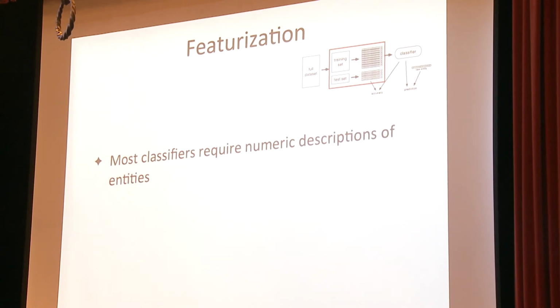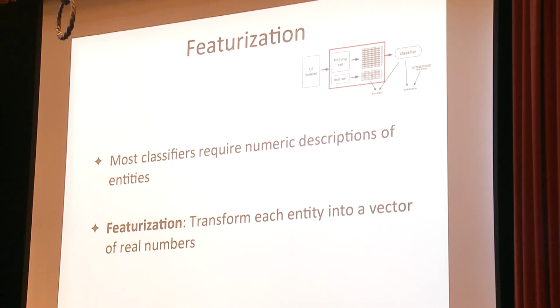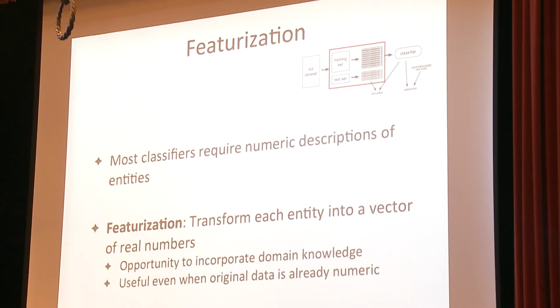And the key idea here is that most classifiers, not all, but most, require numeric descriptions of your entities. So when you're starting with documents, you need to do something because you can't feed text directly into a classifier to train it. The idea, of course, is to transform your entity, whether or not it's originally numeric or in whatever form it's in. You want to represent it as a vector of real values. So again, when you're dealing with non-numeric data, this is required. But there are other advantages here, mainly that it allows you to incorporate domain-specific knowledge to the problem. And because of that, this is even something that's useful to do when your initial data is already numeric.